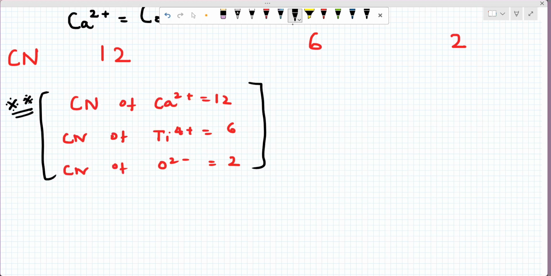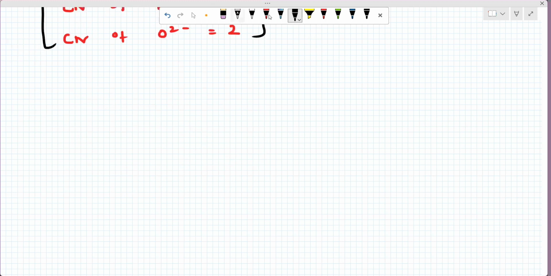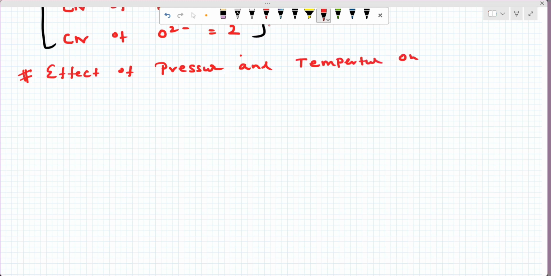In the case of ionic crystals, for example, I take NaCl. If I take an NaCl crystal, what is the coordination number? It is 6. If I increase pressure or increase temperature, what will be the change in the crystal? We will discuss that. That is the effect of pressure and temperature on ionic solids, ionic crystals.